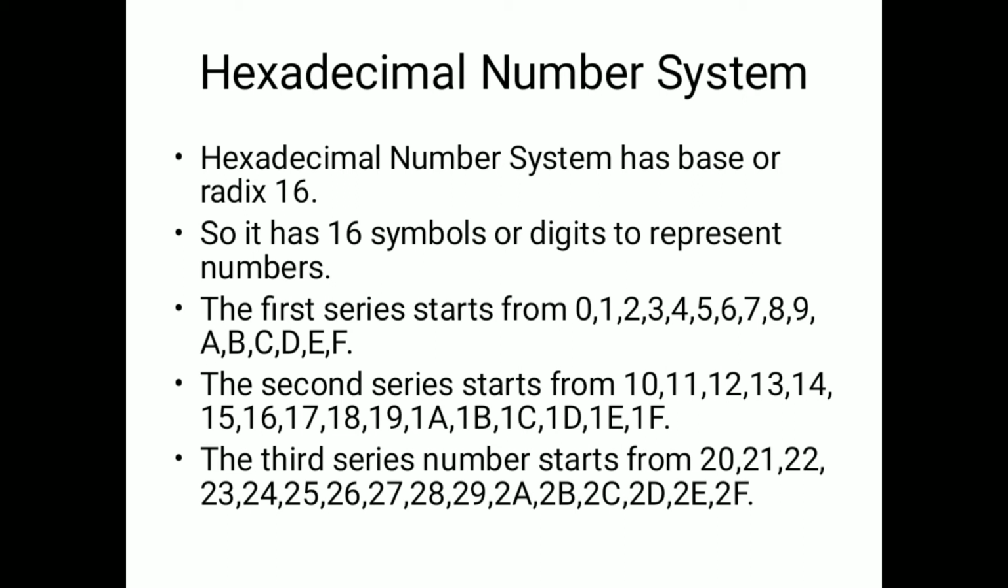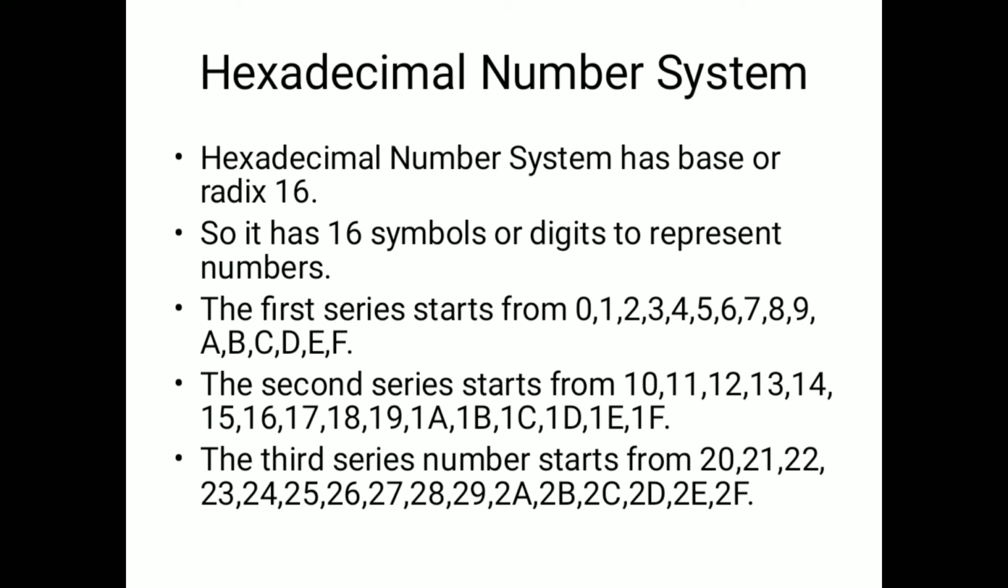The next, more important number system is the hexadecimal number system. The hexadecimal number system has base or radix equal to 16. So it has 16 unique symbols or digits to represent numbers. The first series starts from 0, 1, 2, 3, 4, 5, 6, 7, 8 up to 9, and after 9 we have A, B, C, D, E, F. So total 0 to 15. F is 15. So 0 to 15 makes 16 symbols.